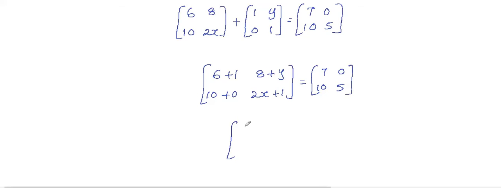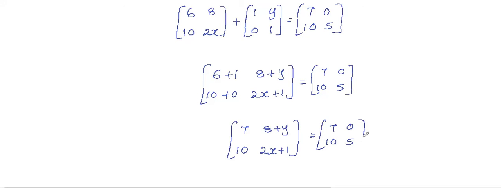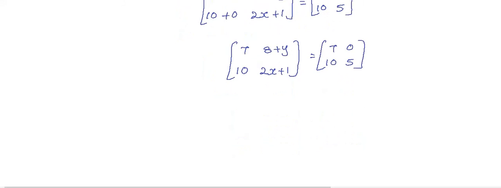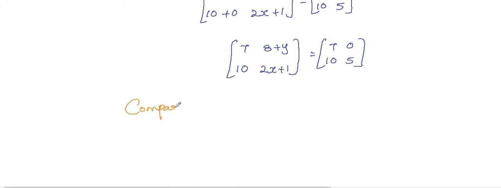Now 6 plus 1 becomes 7 and 8 plus y as it is and 10 plus 0 which is 10 and 2x plus 1 equals 7, 0, 10, 5. You can see a 7 and 10 in the row. So here just compare the left hand side matrix and the right hand side matrix and find the x and y values. So 8 plus y equals 0 and 2x plus 1 equals 5.